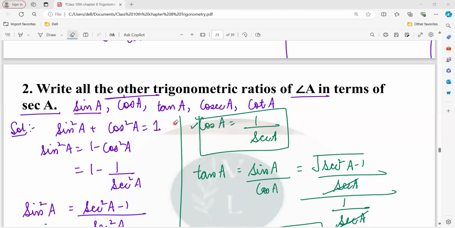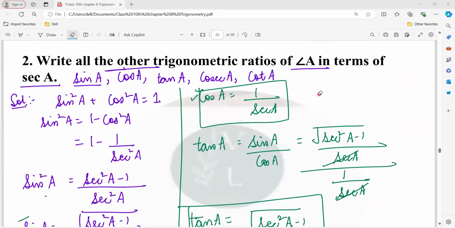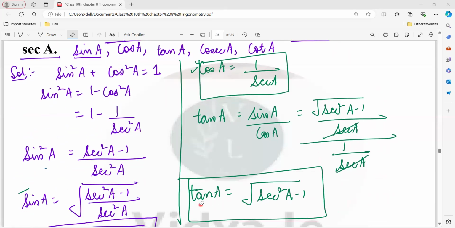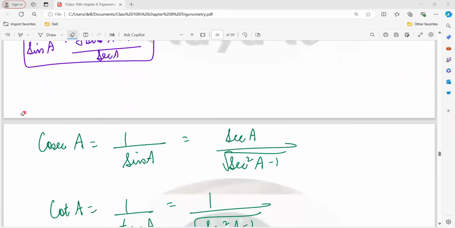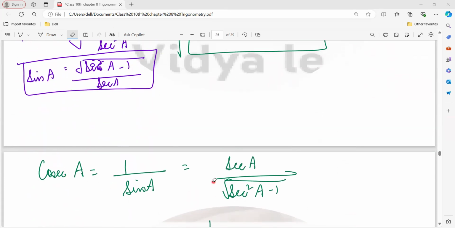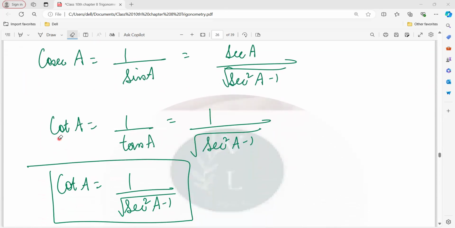Now the third value we need to find is tan. Tan A is equal to sine A upon cos A. We have the value of sine, we have the value of cos. Divide both the values, and we'll get the value of tan A in terms of secant A. Okay. Now, next we have cosecant A. Cosecant is the reciprocal of sine. So we'll just take the reciprocal of the sine value and we'll get the cosecant value. So cosecant A is equal to secant A upon square root of secant square A minus 1.